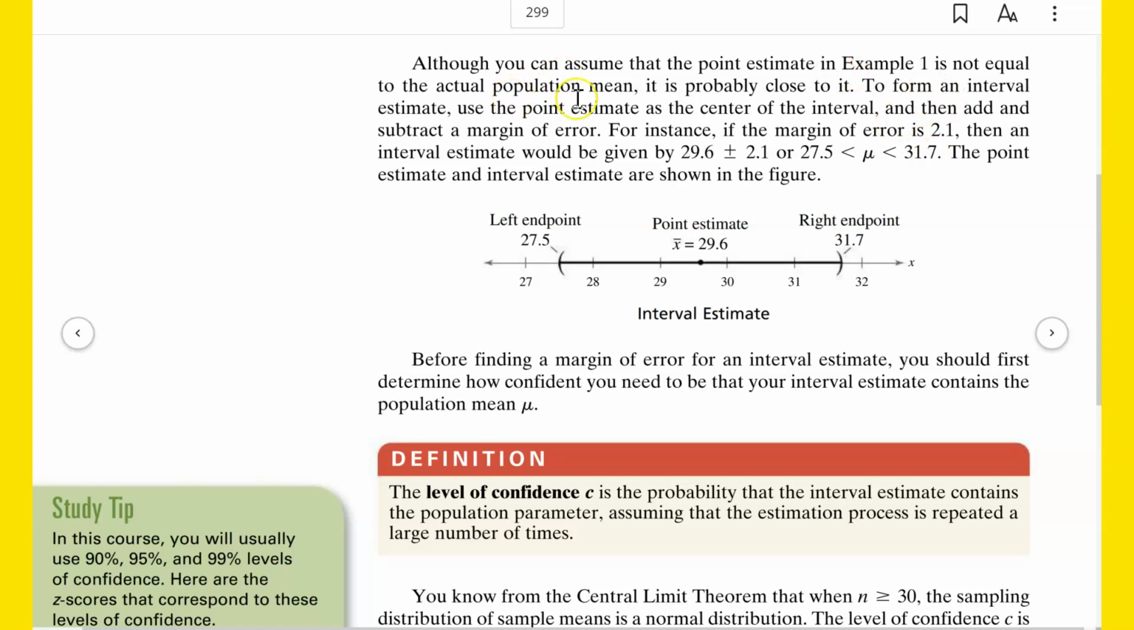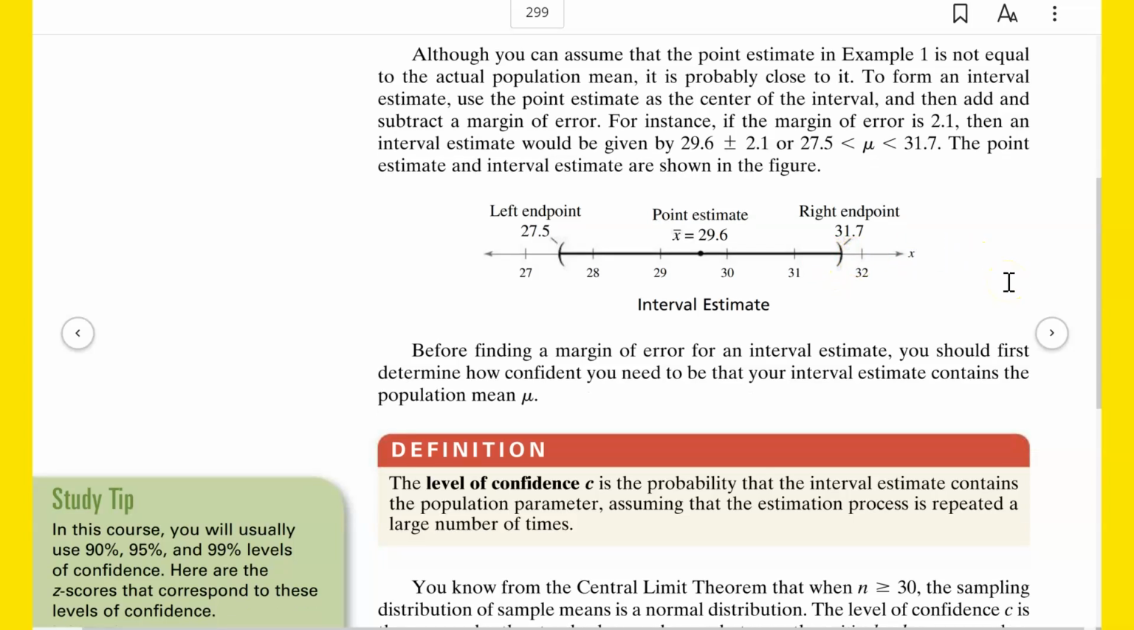To form an interval estimate, use the point estimate as the center of the interval and then add and subtract a margin of error. For instance, if the margin of error is 2.1, then an interval estimate would be given by 29.6 plus or minus 2.1. So you're taking your point estimate, 29.6, and you are creating an interval around that point estimate. So you're adding 2.1 to it and you're subtracting 2.1 from it. And so you can say with some degree of confidence that the true population mean is between 27.5 and 31.7.